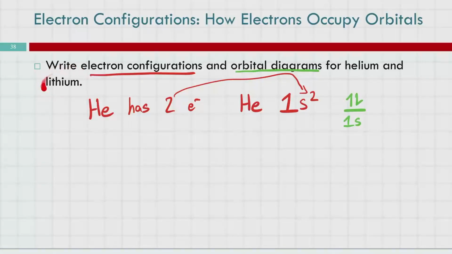Moving on to lithium. Lithium on our periodic table. We're back to the first column, our alkali metals. Lithium has the number what? It's got the number 3. Li has 3 electrons.